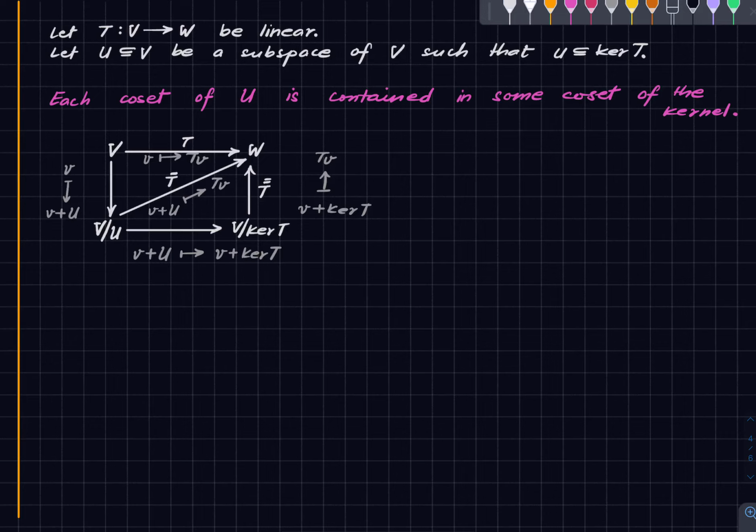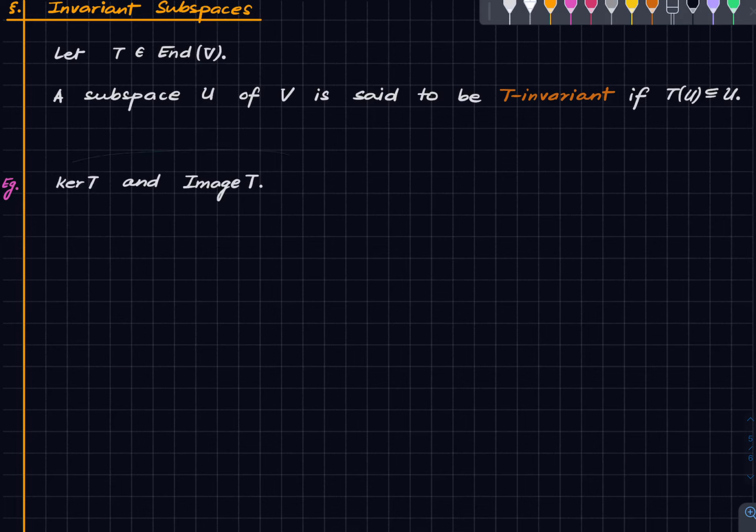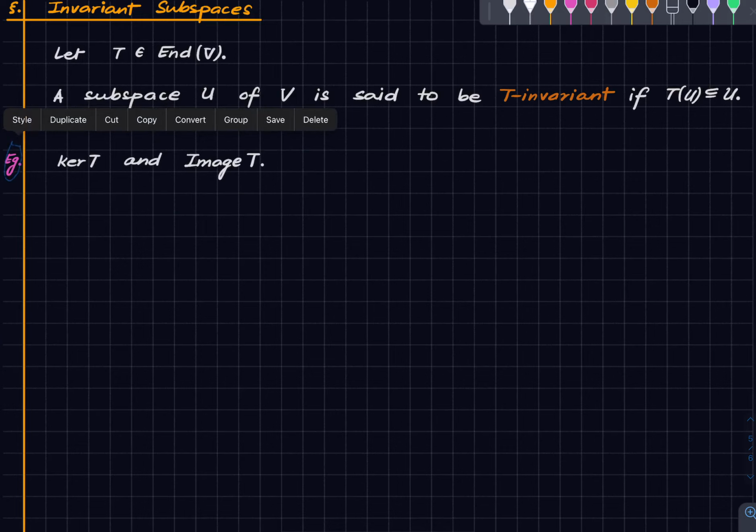Okay, so let me finish with one more concept. Fix an endomorphism, not some linear map, but an endomorphism of a vector space. We say that a subspace U of V is T invariant if the image of U under T is contained in U. That's the definition. Very simple. Let's see examples, at least 2 examples. So the kernel of T and the image of T are both T invariant, as you can easily verify.